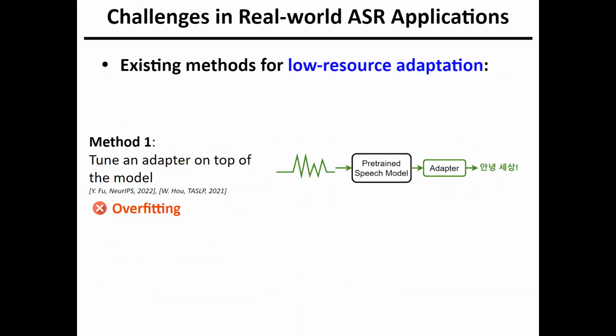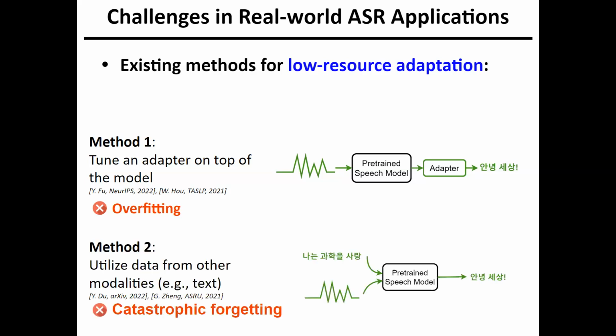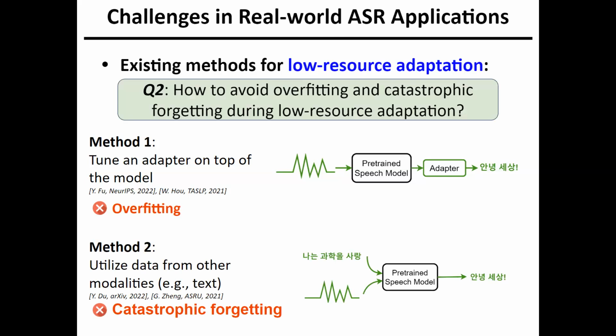On the other hand, existing methods for low-resource adaptation either tune an adapter on top of the model, which can lead to overfitting issues, or utilize data from other modalities such as unpaired text, which can lead to catastrophic forgetting issues. Despite the progress in low-resource ASR, we wonder how to push low-resource performance further by avoiding overfitting and catastrophic forgetting issues.